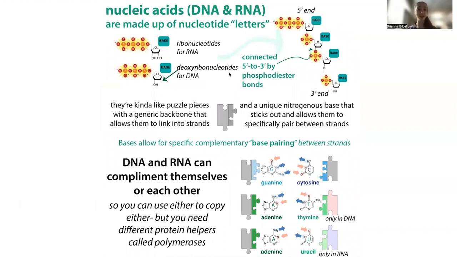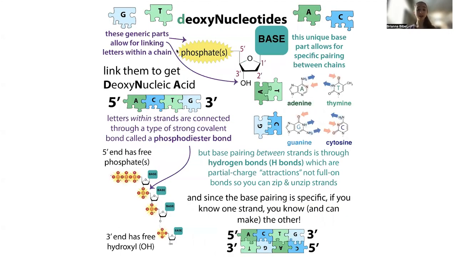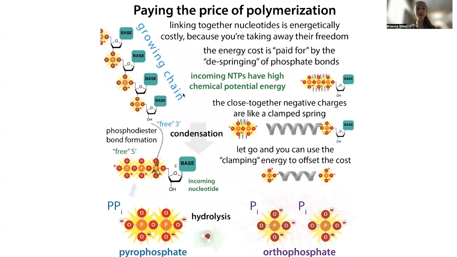What differentiates DNA from RNA is the presence or absence of a 2' OH. In the 2' position in RNA, you have this hydroxyl group, this OH group, and in DNA, you don't. But this part isn't needed for these letters to link up into chains, which is why we can get chains of DNA. What is needed for this linking together is the 3' OH, and DNA still has this 3' OH.